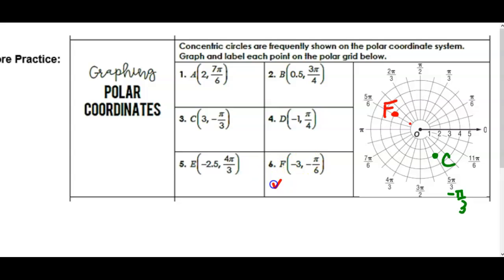All right. I did F and I did C because you were rotating in the negative direction. If I did E here, you'd go to 4 pi over 3, which is this one, but then you're supposed to back up. Straight across is pi over 3. Back up 1, 2, and a half would be here. All right, so you guys can finish those and check them on my work.